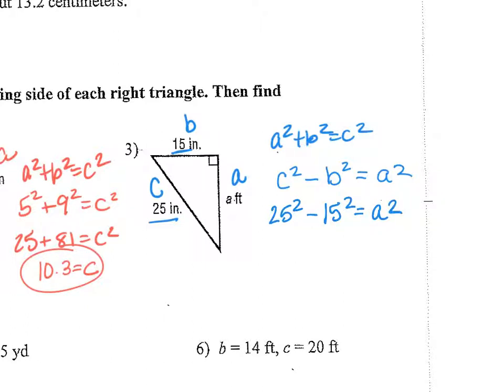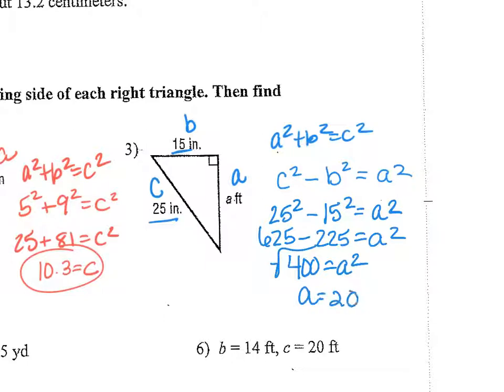So 25 squared is 625. 15 squared is 225. So 625 minus 225, we get 400. Am I done? No, I have to take the square root of this 400. So the square root of 400 is 20. So that's our missing side, 20.